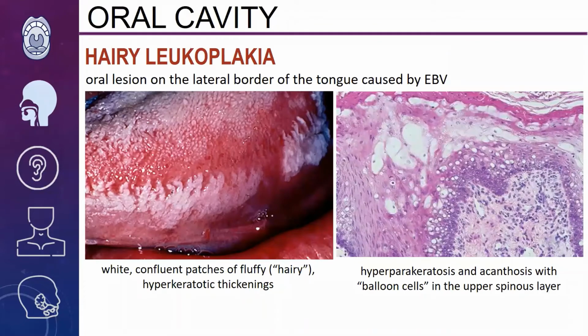Oral lesions are often the first sign of underlying systemic conditions. Hairy leukoplakia is a type of leukoplakia caused by EBV, usually in immunocompromised patients. Hairy leukoplakia takes the form of white, confluent patches of fluffy or hairy hyperkeratotic thickenings, almost always situated on the lateral border of the tongue. Unlike thrush, the lesion cannot be scraped off. The distinctive microscopic appearance consists of hyperkeratosis and acanthosis with balloon cells in the upper spinous layer, seen here.